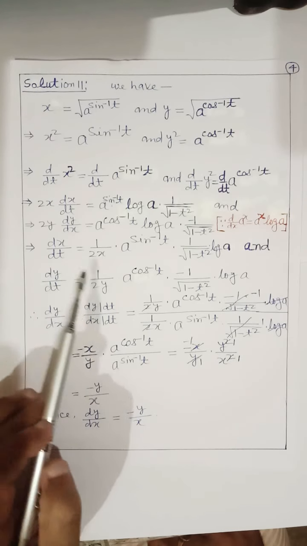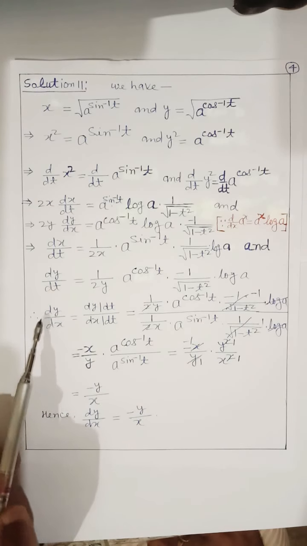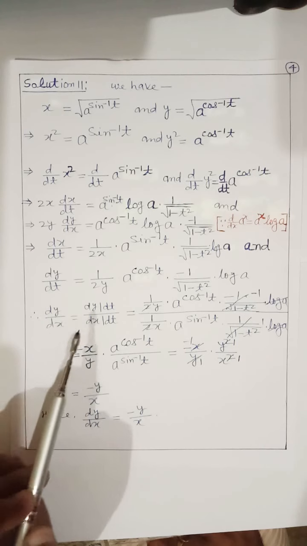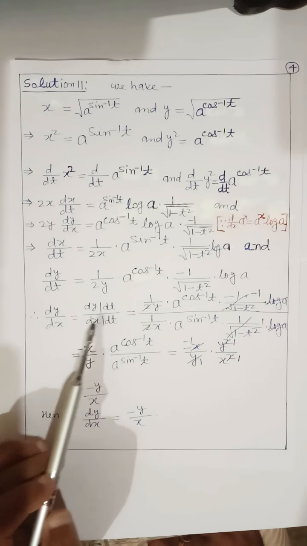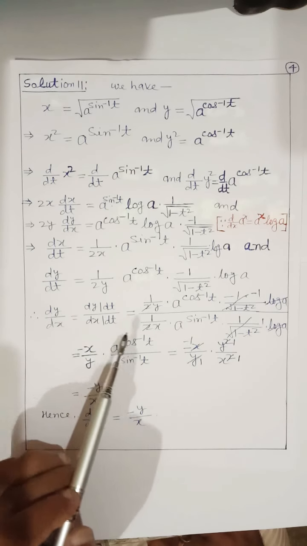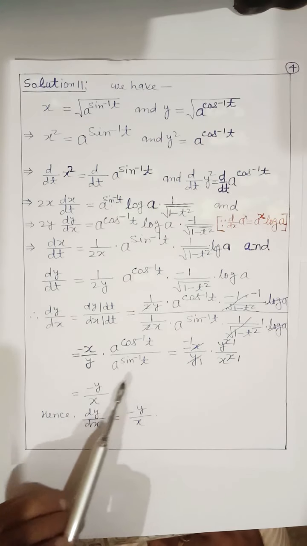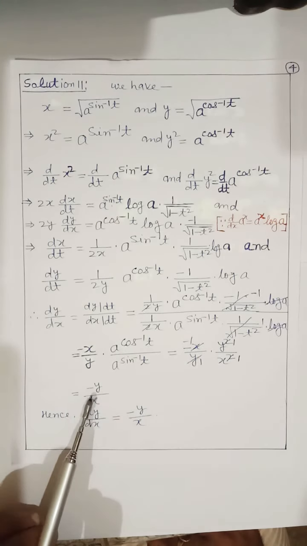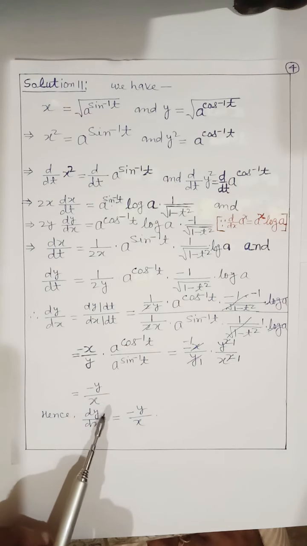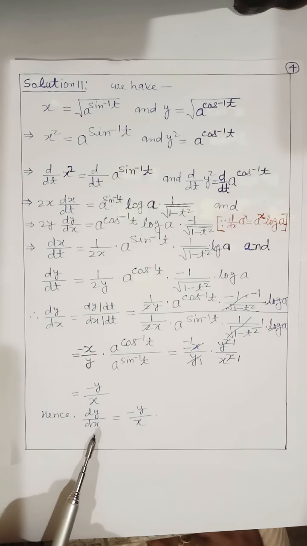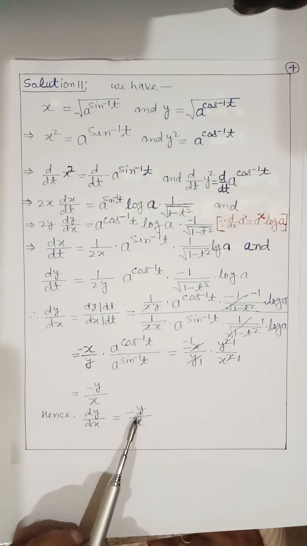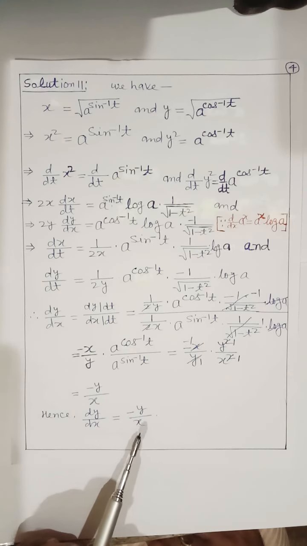So finally, using chain rule, we get dy/dx equal to (dy/dt)/(dx/dt), and we solve this here, we get minus y by x. Hence, dy/dx is equal to minus y by x.